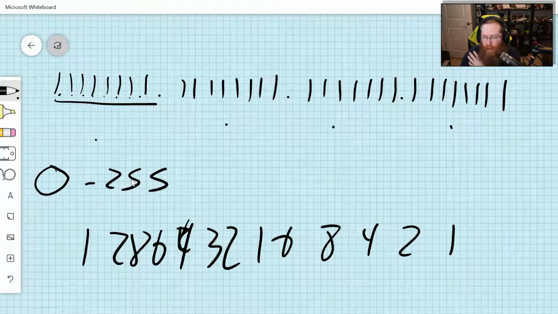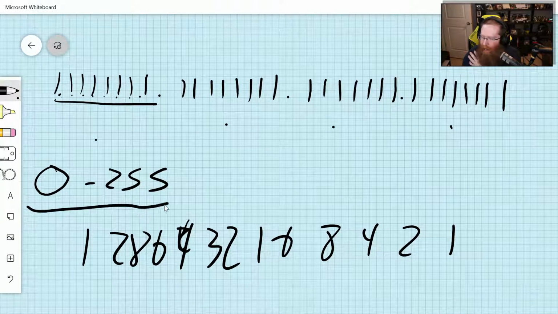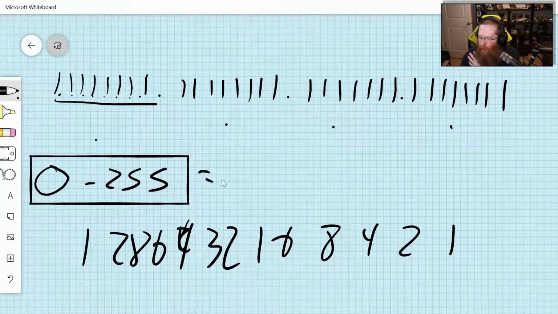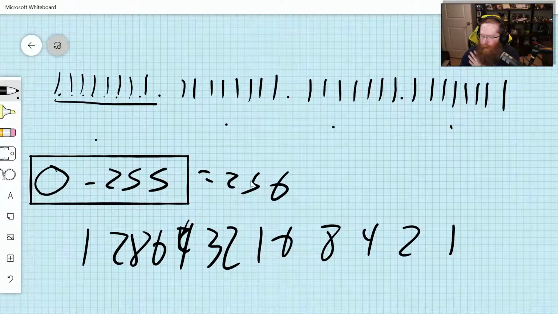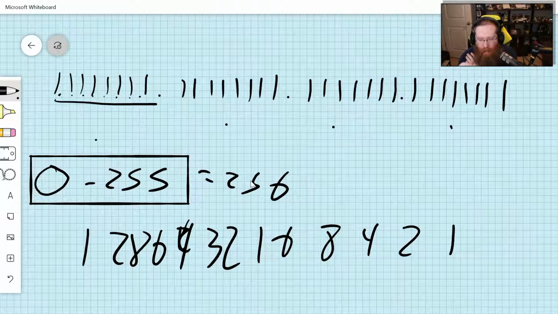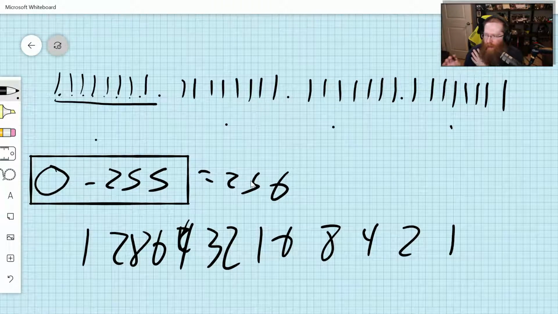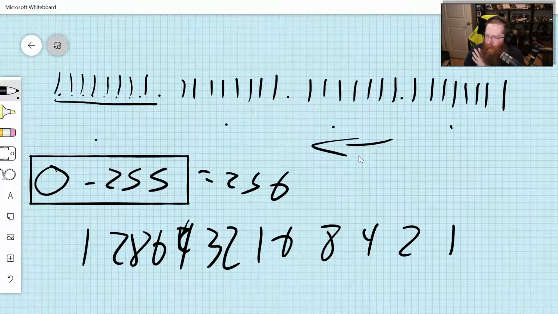So when we say between 0 and 255, we have 256 possible names that we can give these IP addresses for that specific octet. Now, as we move left, obviously we can keep on doubling that, and I'll talk about that here in a second.